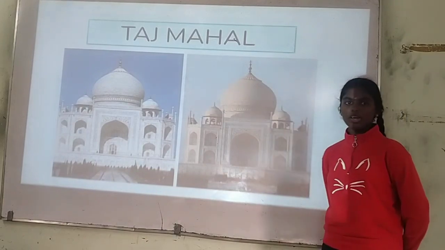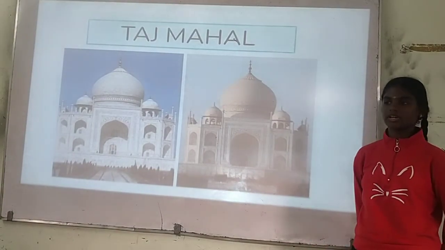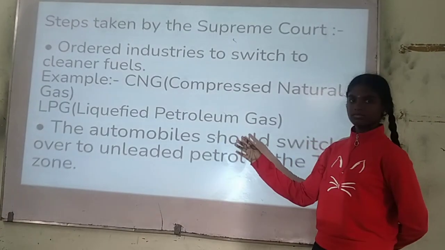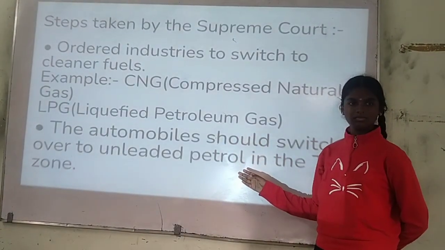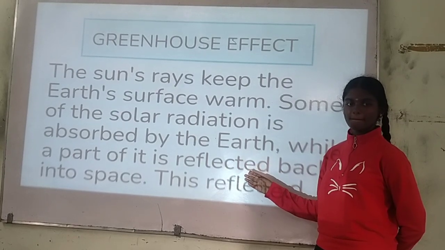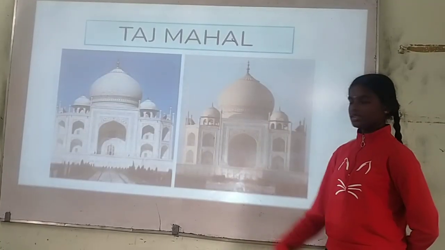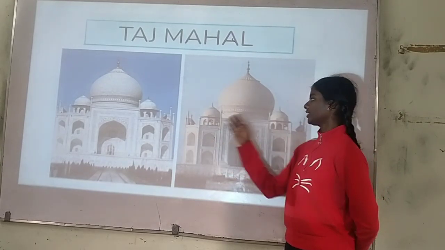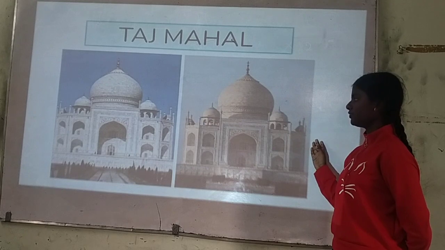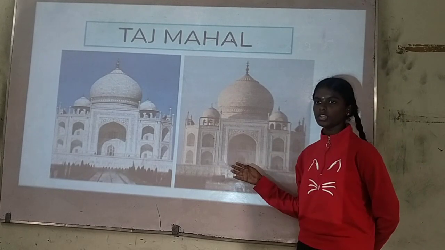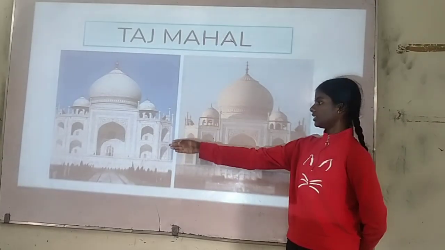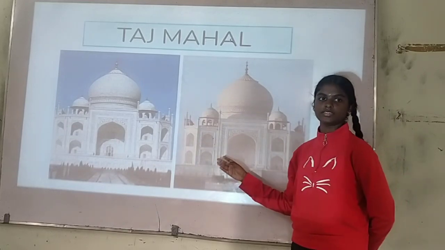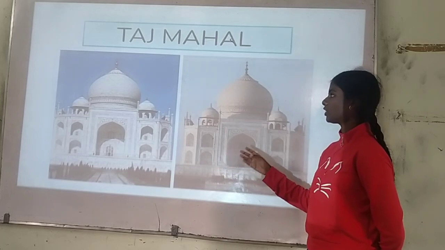Taj Mahal. We all have seen the Taj Mahal at least once in our life, either in real life or in a photo. This photo was taken before Delhi was fully polluted, and this photo was taken after Delhi was completely polluted. The reduced brightness of the white marble is caused by acid rain, which is also a result of air pollution.